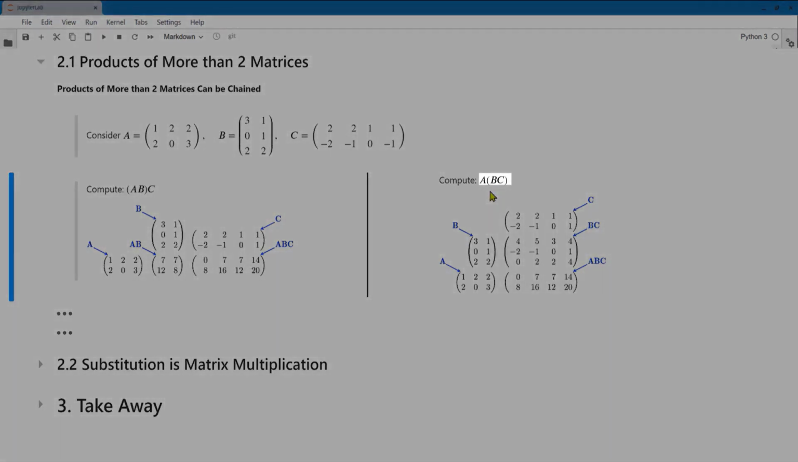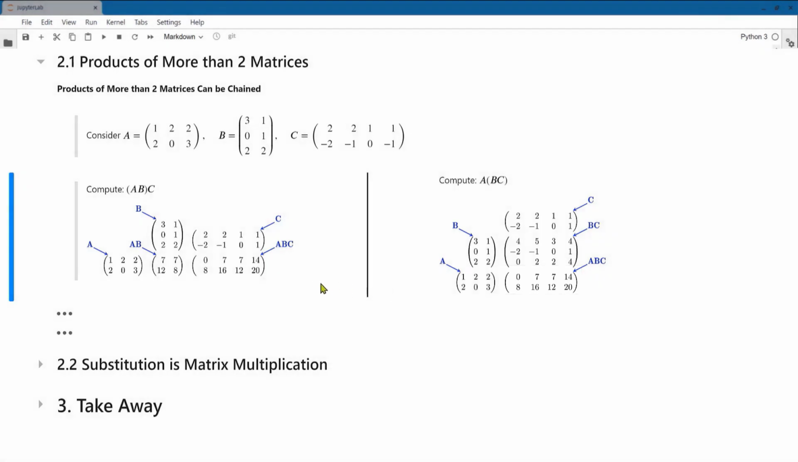We can compute B times C and then multiply in A from the left instead. So here's my matrix B, here's my matrix C, multiply them together to compute the product B times C. And now that we have B times C, multiply in A from the left to compute A times B times C. And if you compare the two operations here, you'll see that the final result is the same, but the intermediate results are different, of course.